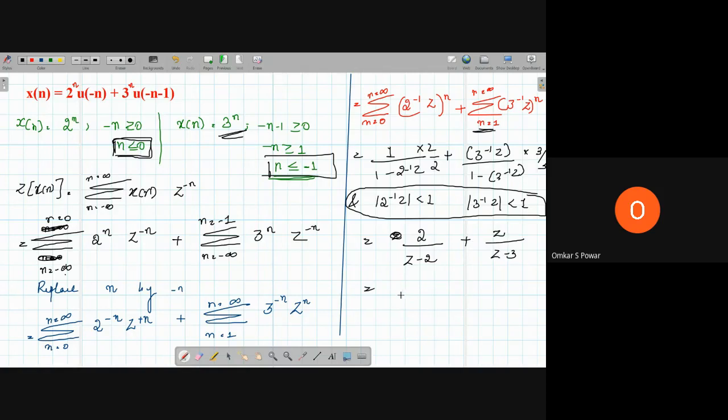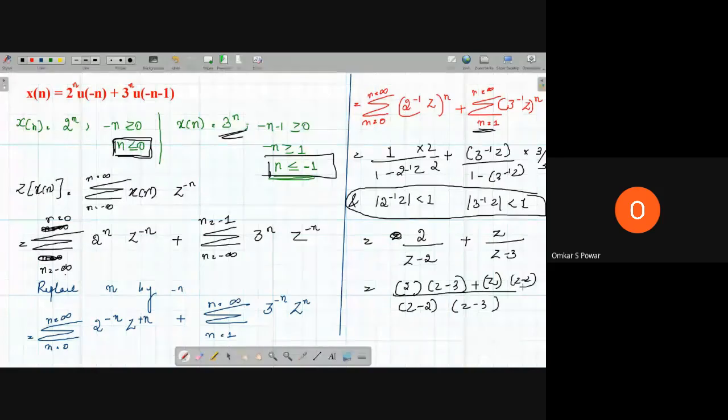So how can we further simplify this one? LCM: z minus 2, z minus 3. So 2 into z minus 3 plus z into z minus 2. Okay. So what do we want now? So we have got our z transform here. We want poles.